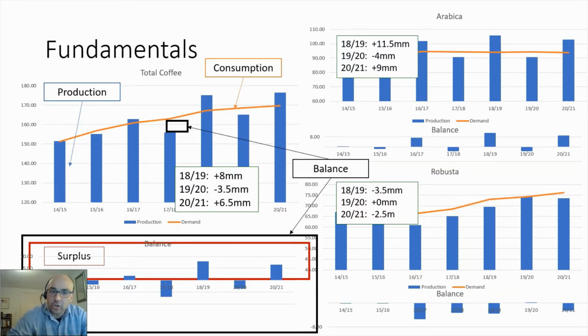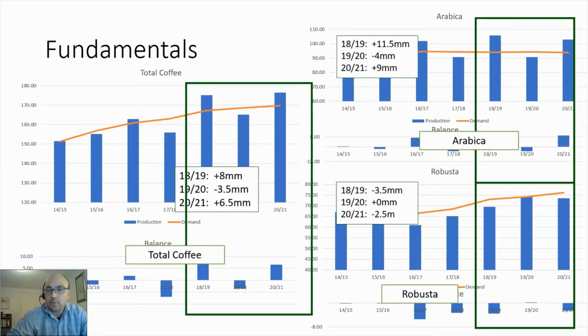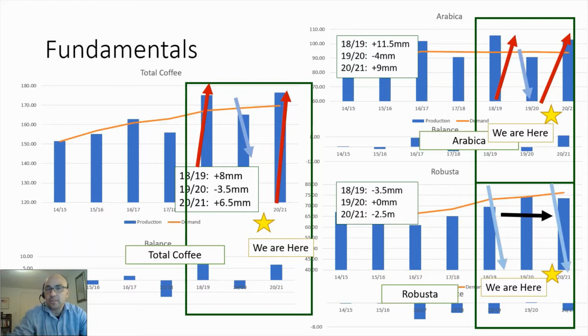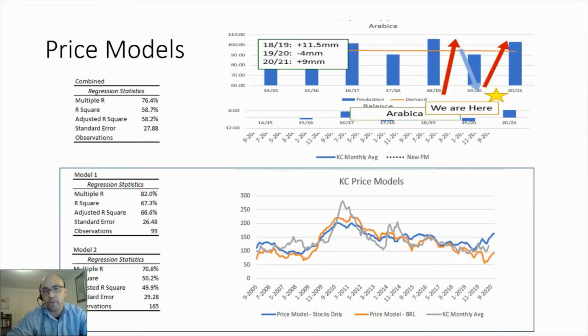Now, if at the end of the coffee year we have more coffee than we started with, that's a surplus and it's bearish. If we have less than we started with, that's a deficit and it's bullish. Currently, we're in the last month of the 19/20 season deficit and moving into the 20/21 season surplus. Here's what you need to know about the total coffee balance sheet. 18/19 was a surplus, 19/20 was a deficit, and 20/21 will be another surplus. Notice that the Arabica market also tracks this same balance. Robusta, on the other hand, has seen deficit, flat, deficit, so that is significantly more bullish.